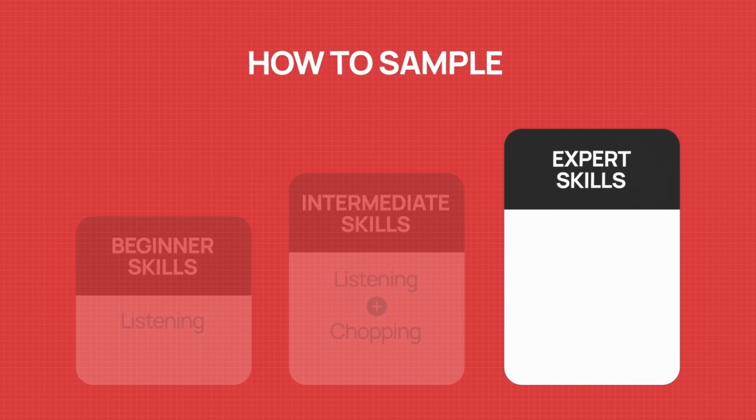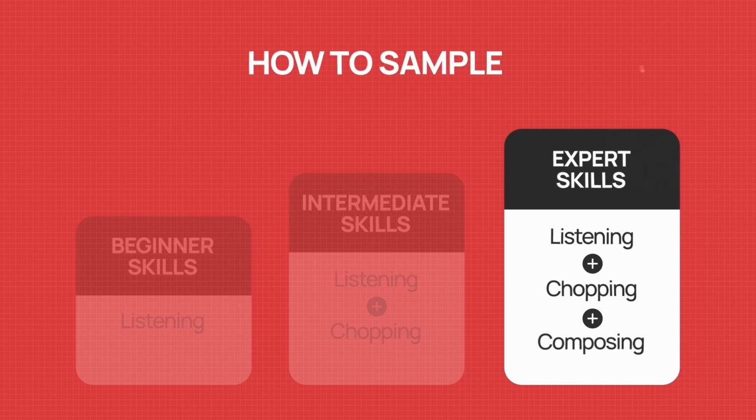And this is the next level of sampling, where the skills needed are listening and chopping, but also composing. Understanding what notes are in your sample and using that to build your own patterns around your ideas is the key skill to making expert level sampled beats.